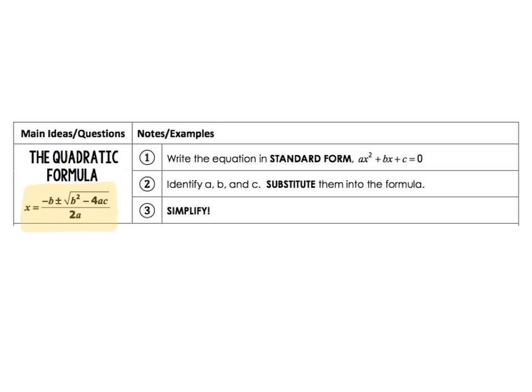The first thing we need to do is make sure we write our equation in standard form, ax squared plus bx plus c equals 0, so that we can easily identify our a, our b, and our c, because then we want to take a, b, and c and substitute them into the formula. So we need to know this formula, something we need to memorize. Then once we plug a, b, and c in, we simplify and we have our solution. X equals, we can have one solution, two solutions, and they could be real numbers or imaginary numbers as well.